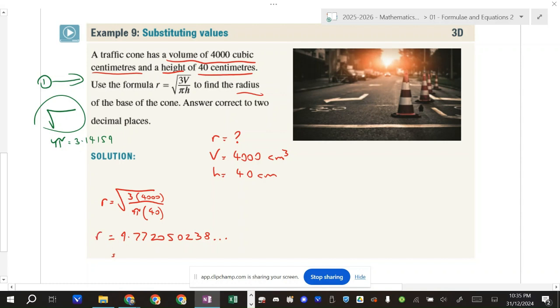Next thing we want to do is round it to 2 decimal places. So we'll have a look. 9.77. We want 2 decimal places. The digit next to that is a 2, which means we would round down. So 9.77. And we put in the units. The units we are finding, it is the radius. So our units are centimeters. And we're done.